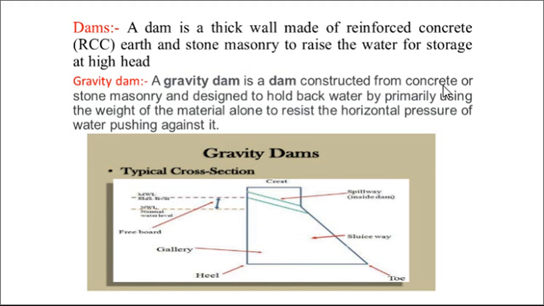It is a dam constructed from concrete or stone masonry and designed to hold back water by primarily using the weight of material alone to resist the horizontal pressure of water. This is the horizontal pressure of water. It will resist the horizontal pressure of water against it.